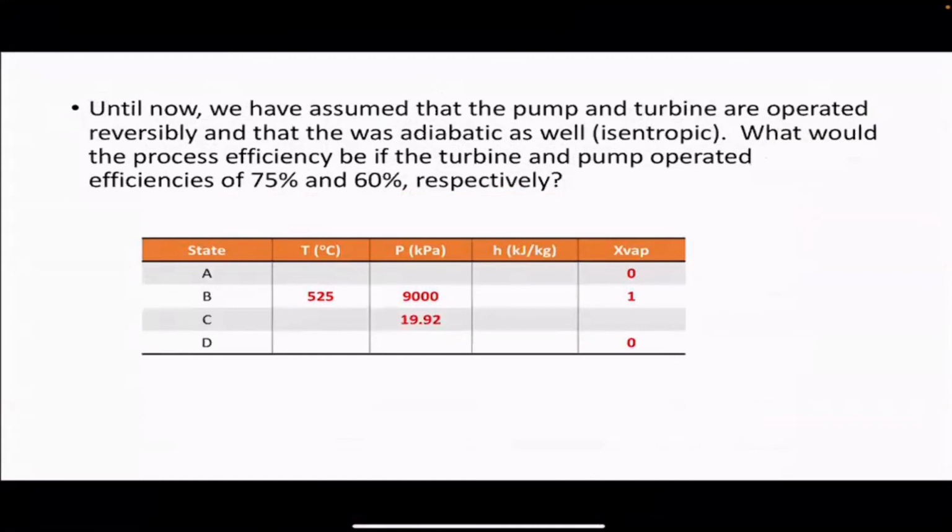And so this is what we're going to do. We're going to solve the exact same problem that we solved just a minute ago, except now we will lift this assumption that they're reversible and adiabatic. Okay?